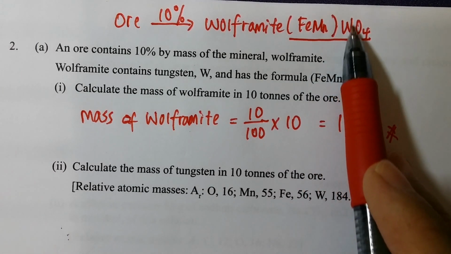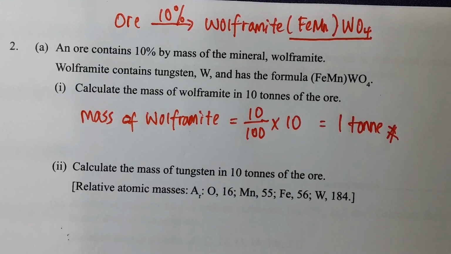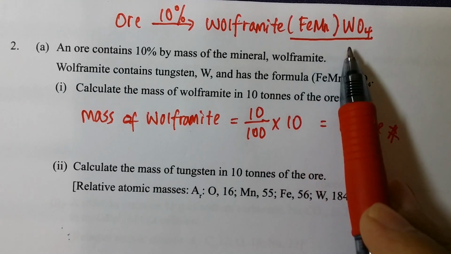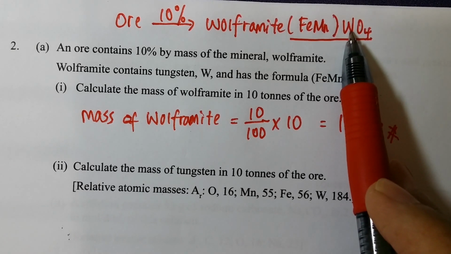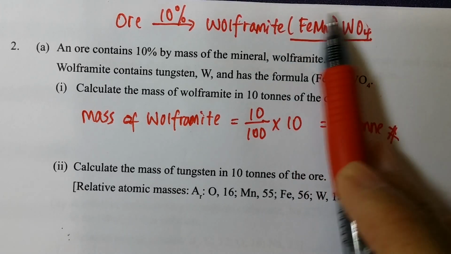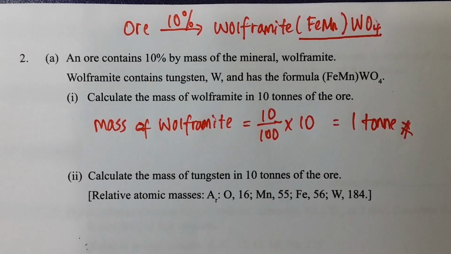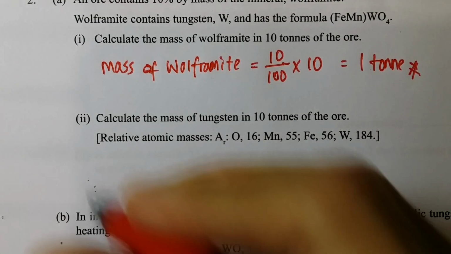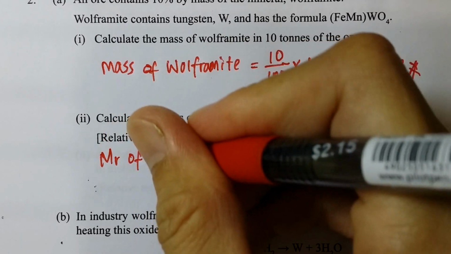So you have to find the percentage composition of W in the wolframite. Wolframite, I have 1 ton. So out of this 1 ton of wolframite, what would be the mass of the tungsten? So you have to find the percentage composition of tungsten, of W, in wolframite. So first of all, in order to do that, you have to find the MR of wolframite.